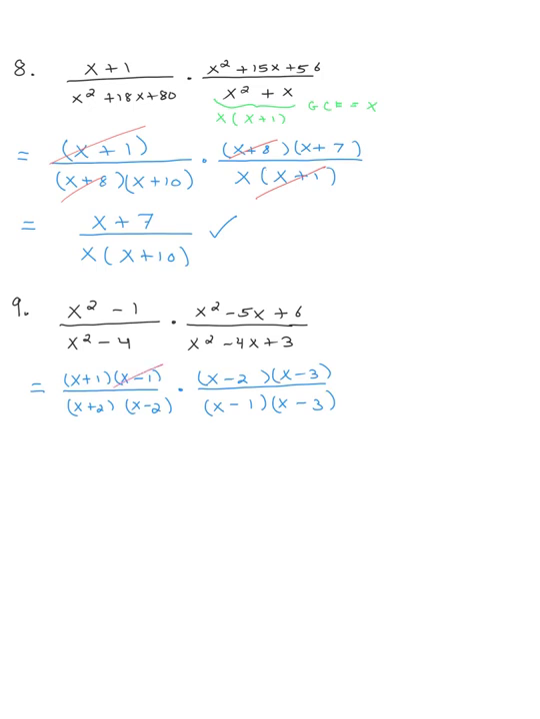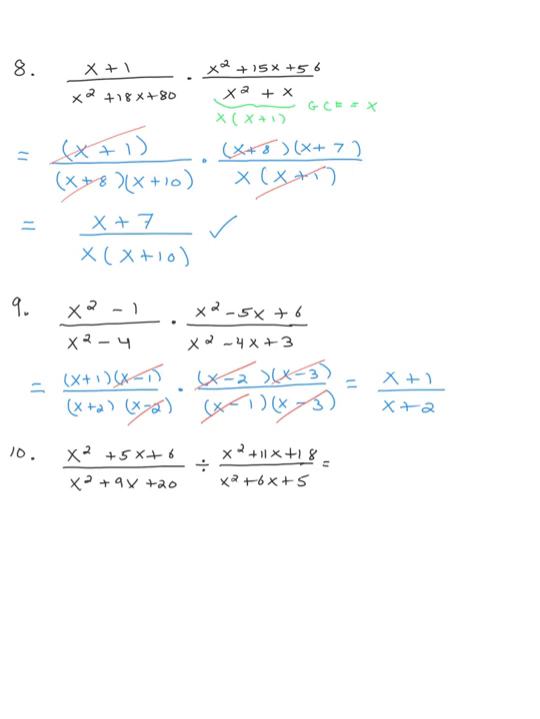In terms of the factors that cancel, I have x minus 1 and x minus 1. I have x minus 2 and x minus 2, as well as these x minus 3's. All that remains is x plus 1 in the top and x plus 2 in the bottom.